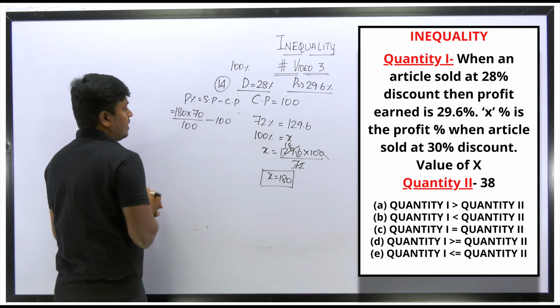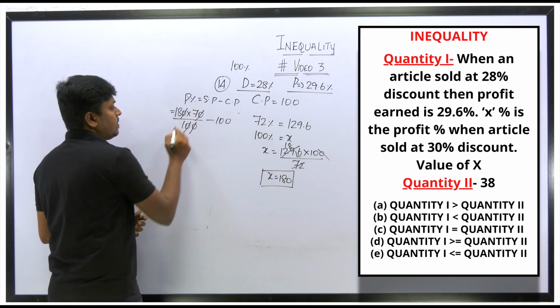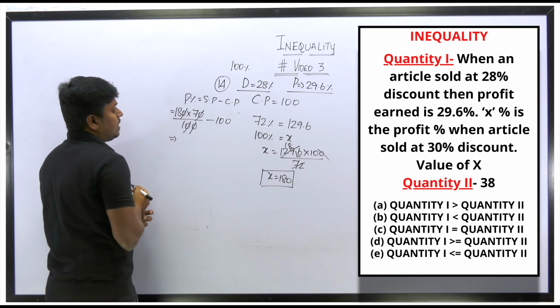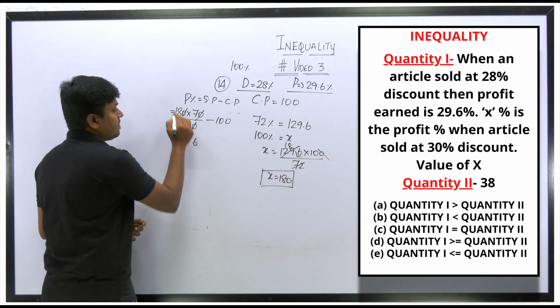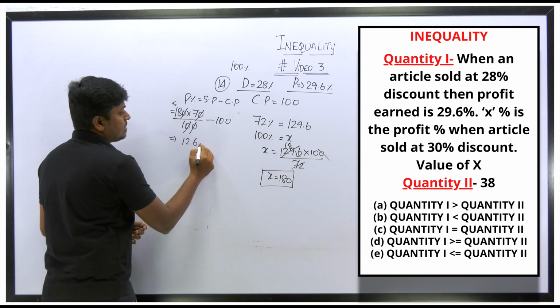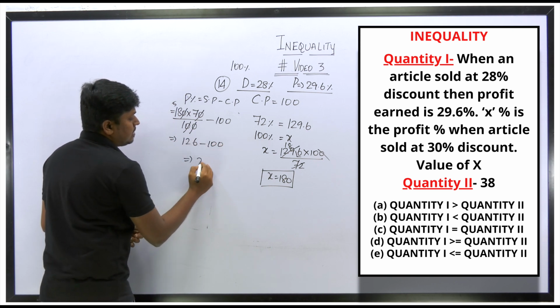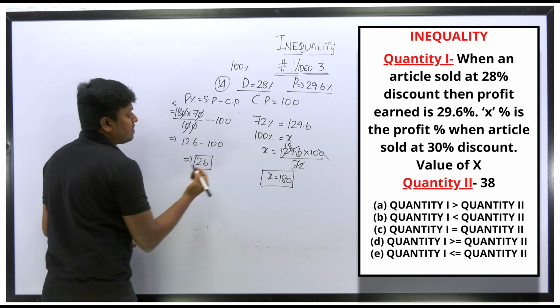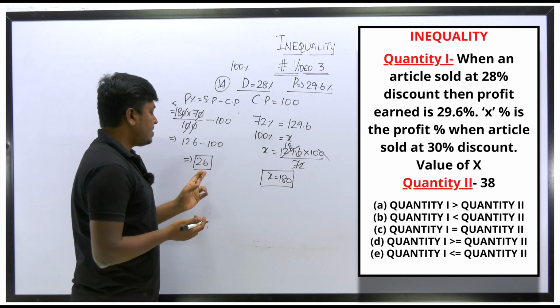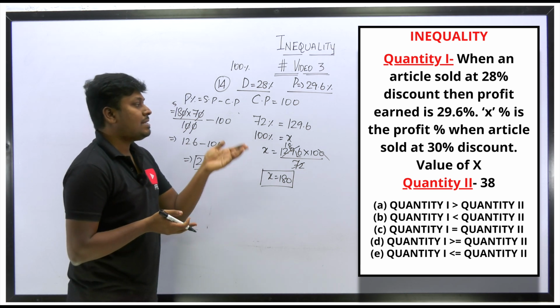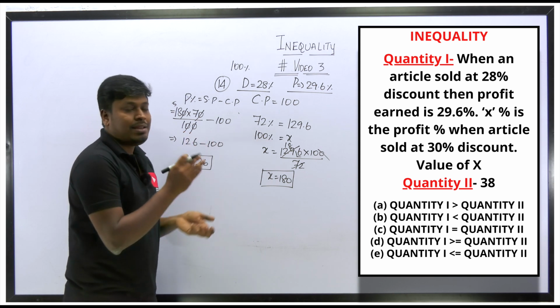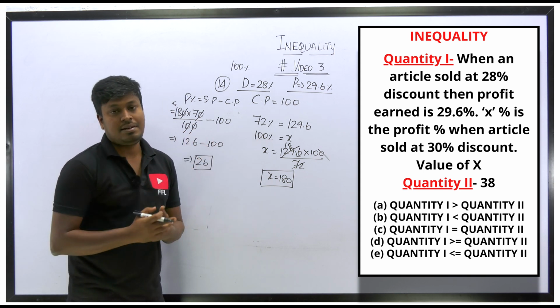I think we can cancel 0, 0, 0 here. So 18 sevens are 126. So 126 minus 100, the result will be 26. So 26% will be our answer. Got it? So this will be the value of X. So 26% profit when he sold the article at 30% discount.